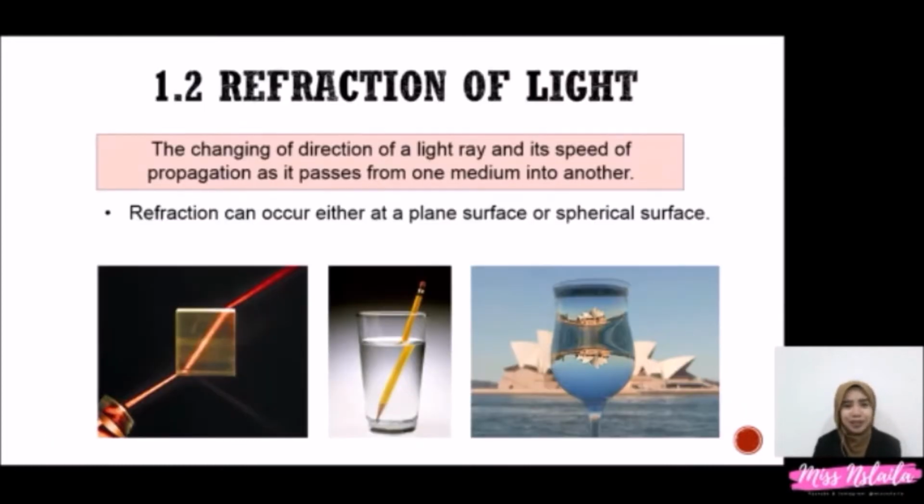What is refraction of light? It is the changing of direction of a light ray and its speed of propagation as it passes from one medium into another. So there are two things that change. The first one is the direction of the light ray and the second one is the speed of propagation. So refraction can occur either at a plane or spherical surface.